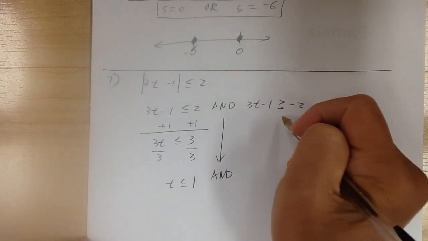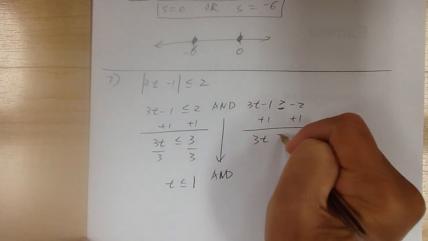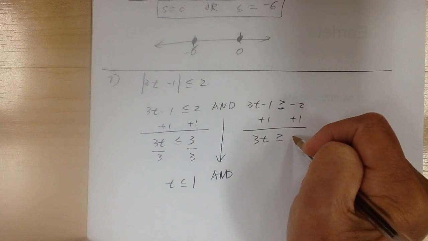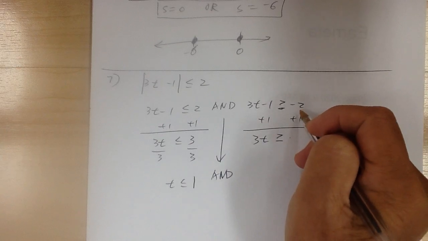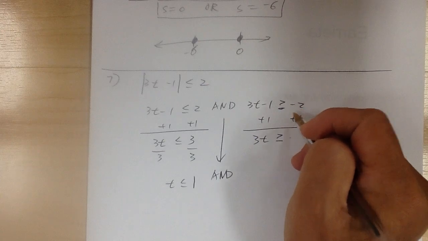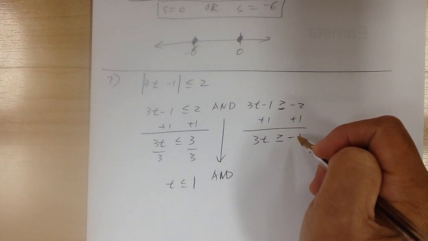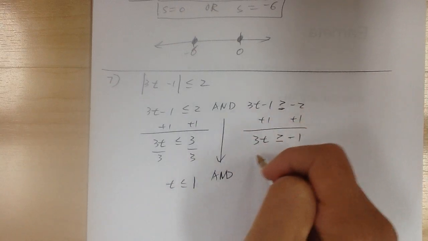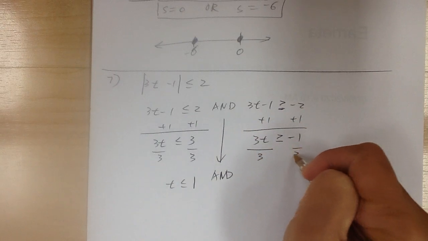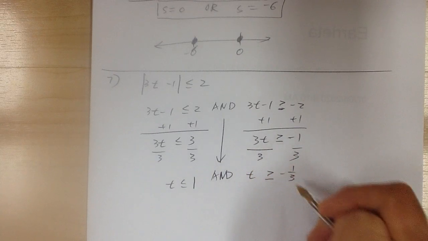And this one over here, again, plus 1 on both sides. So you got 3t is greater than or equal to negative 2, so plus 1, so you're going to get negative 1, and then you're going to divide it by 3, divide by 3, so you're going to get t is greater than or equal to negative 1 over 3.